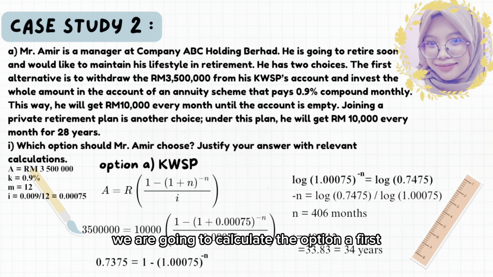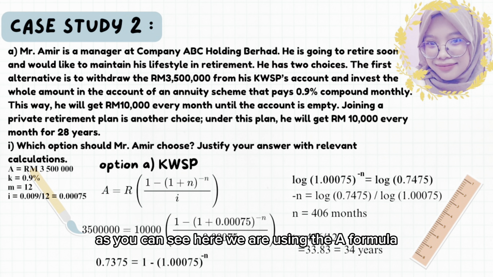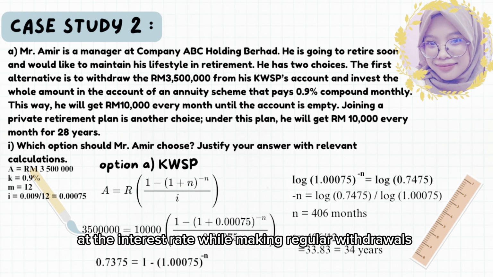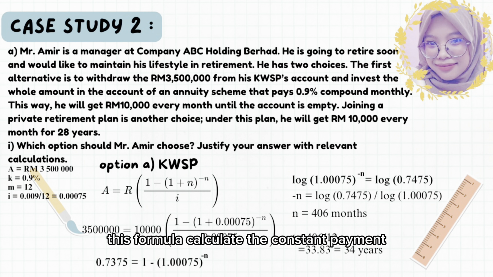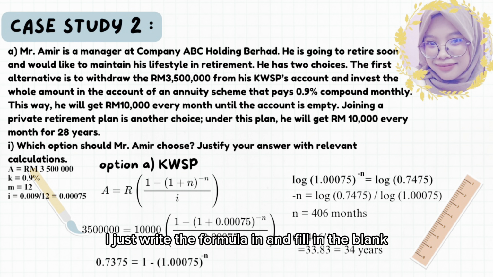We are going to calculate option A first, which is KWSP. As you can see here, we are using the A formula because we want to know how long this fund can last at the interest rate while making regular withdrawals. This formula calculates the constant payment on a compounded interest investment. So just write the formula in and fill in the blanks.